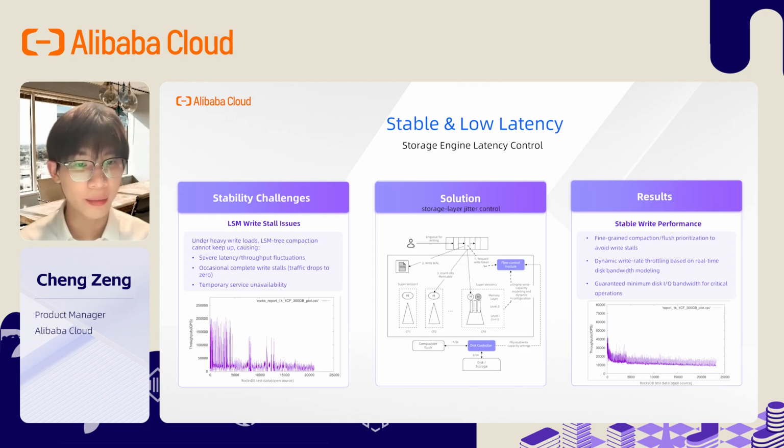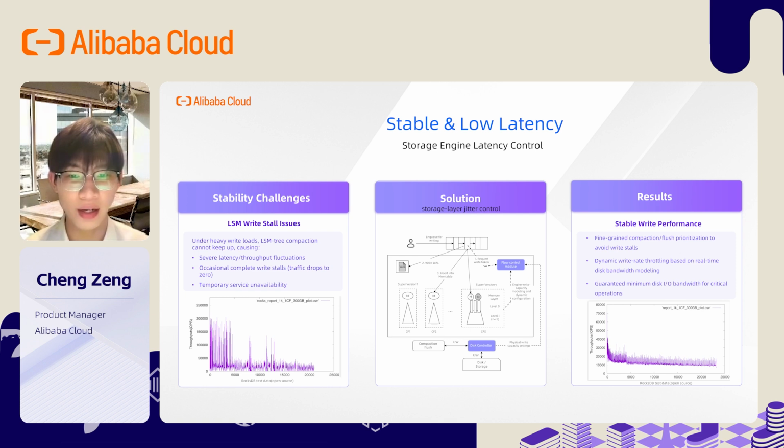We can call it LSM tree, a model known for excellent performance in write-heavy scenarios. However, LSM tree has a well-known weakness: write blocking. Under high write pressure, background operations like compaction and flushing can consume heavy resources, causing incoming write requests to be blocked. Once write blocking happens, client request latency spikes dramatically. In the worst case, the system might even stop accepting writes completely, leading to a service outage.